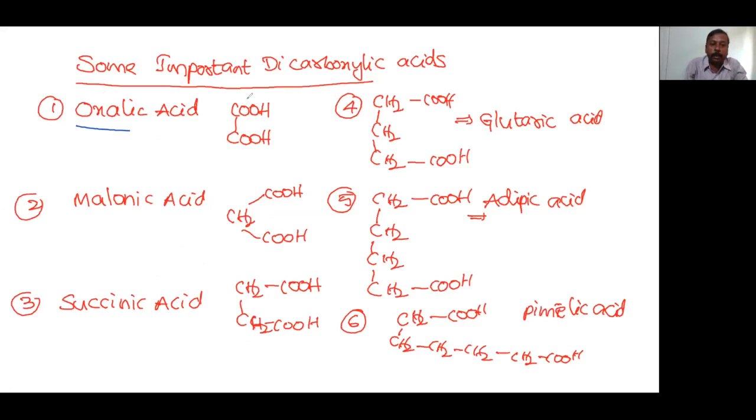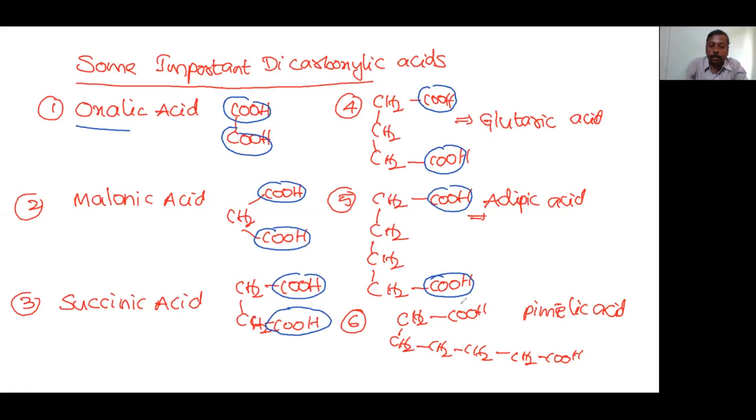Here there is a pattern I will tell you. All are having 2COOH only, but what is available in between them matters. COOH and COOH. But here how many carbons are there? Nil carbons other than the COOH. Here how many? One. Here two. Here three. Other than the COOH, I am telling you. Here four. Here five.